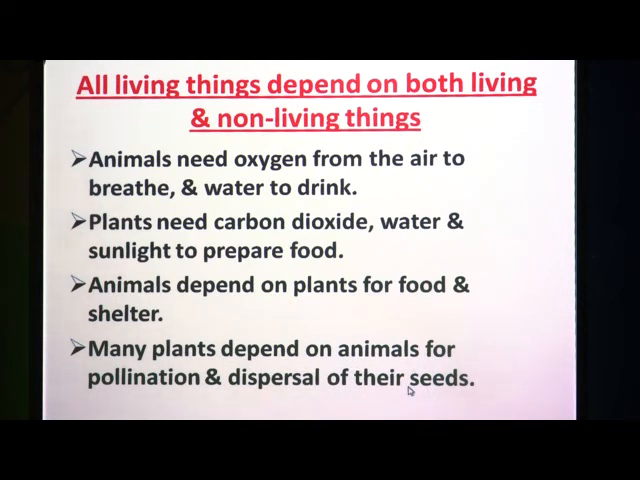That is why we say that there is interdependence in nature. Now we will see in detail how living things depend on non-living things.